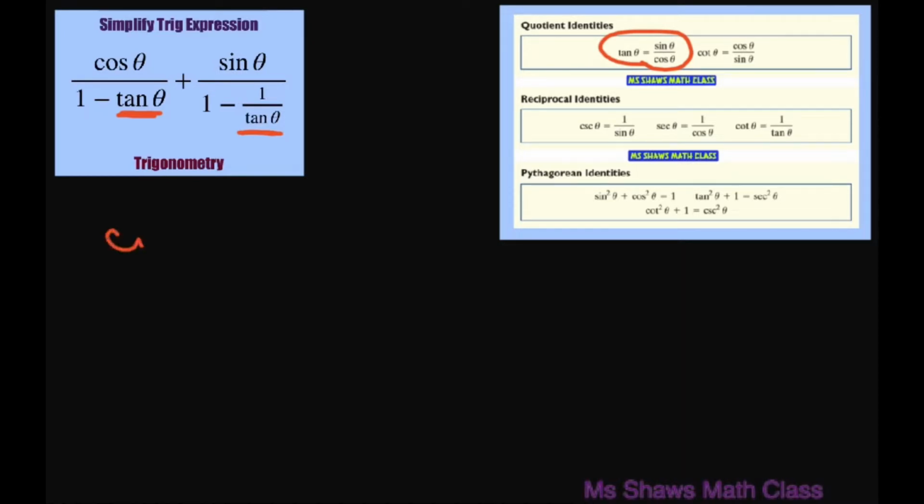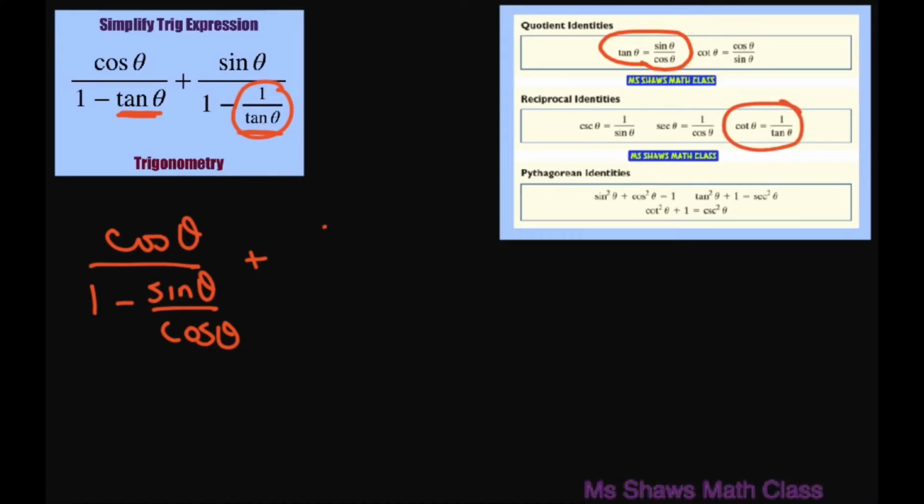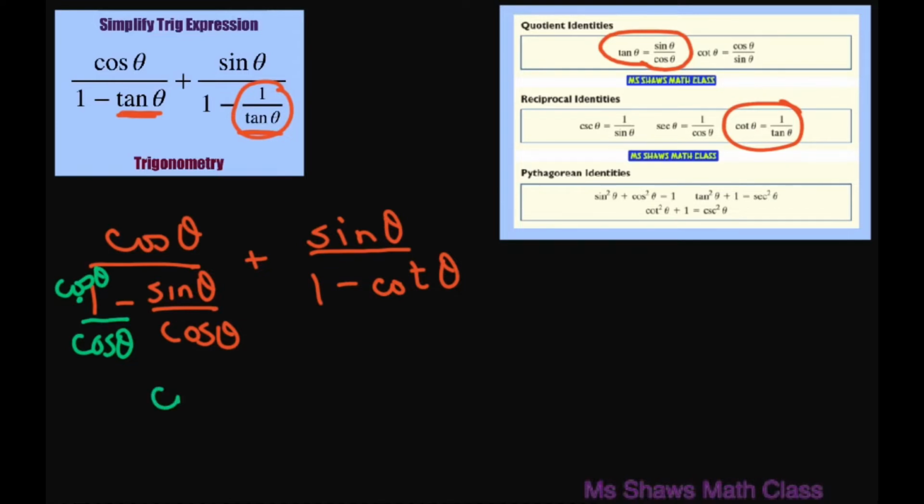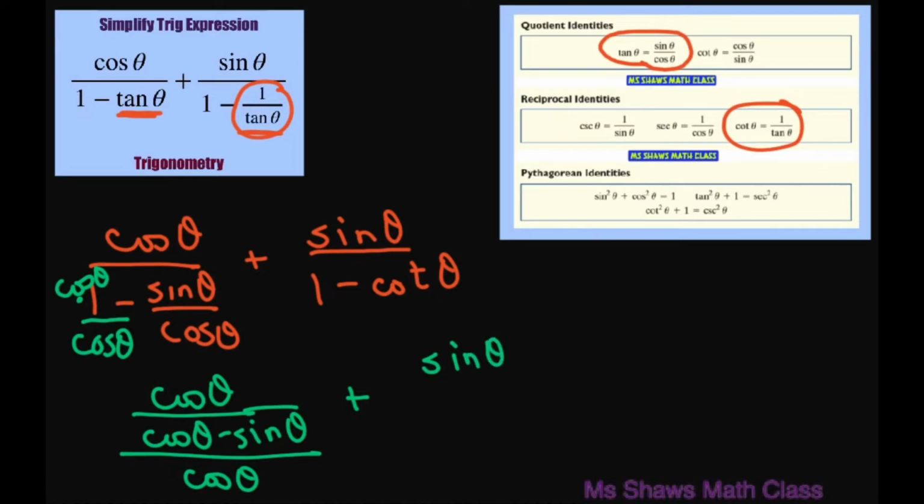So I'm going to write this as cosine of theta divided by 1 minus sine of theta divided by cosine of theta. Now for this piece, I'm going to write this 1 divided by tan of theta as cotan of theta. So that's going to be plus sine of theta divided by 1 minus cotan of theta. Now, if I get the common denominator, I'm going to get cosine of theta here, so I have to multiply this by cosine as well. So this is going to be cosine of theta divided by cosine of theta minus sine of theta, all divided by cosine of theta.